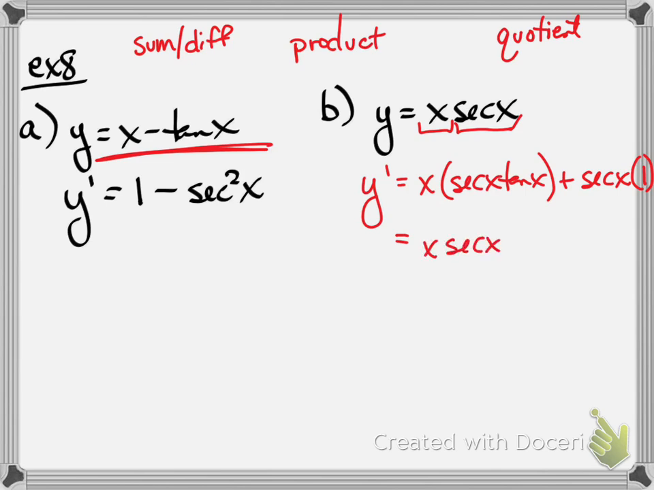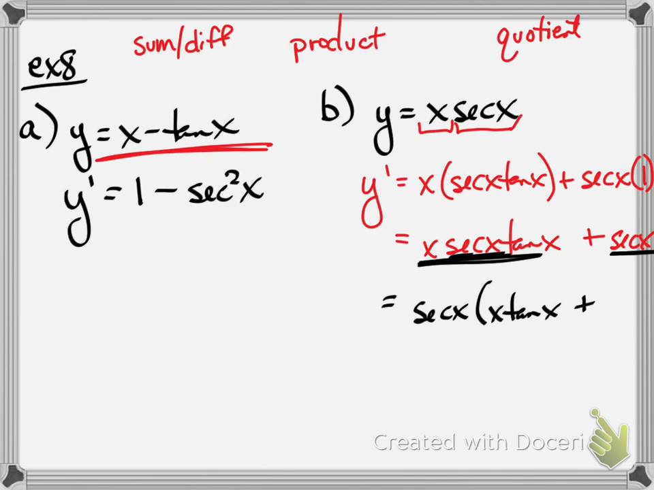X secant x tangent x plus secant x times 1 is just secant x. Then they may factor a secant x out of both terms here. So this term would still have x tangent x, and this term would just have 1.